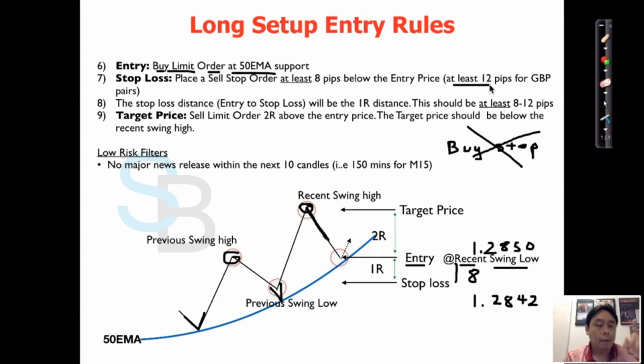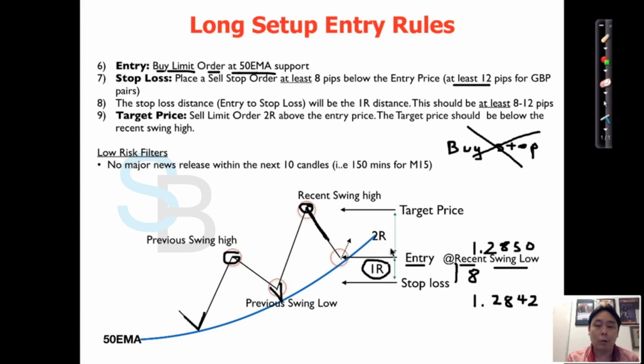Next, the stop loss distance is the distance from your entry price to your stop loss price, which is from 1.2850 to 1.2842. That distance is known as 1R, one R distance as usual, right? That's our total risk per trade for this particular trade.